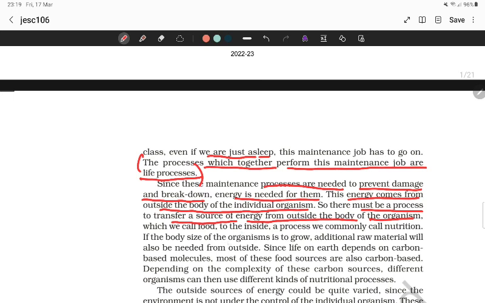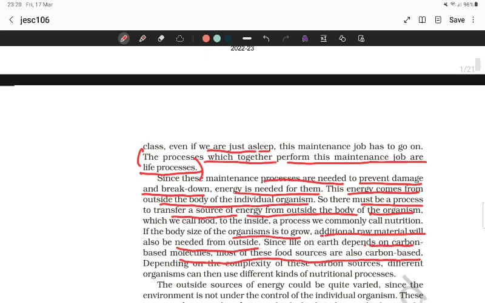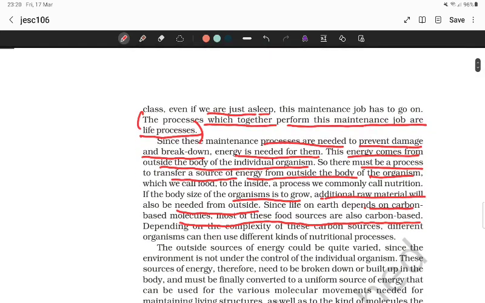If the size of the organisms is to grow, additional raw material will also be needed from outside. Since life on the earth depends upon carbon based molecules, most of these food resources are also carbon based. So most of the organic substances required by the organisms to continue their life or to produce energy are carbon based, and that is why carbon is one of the most abundant elements on this earth.